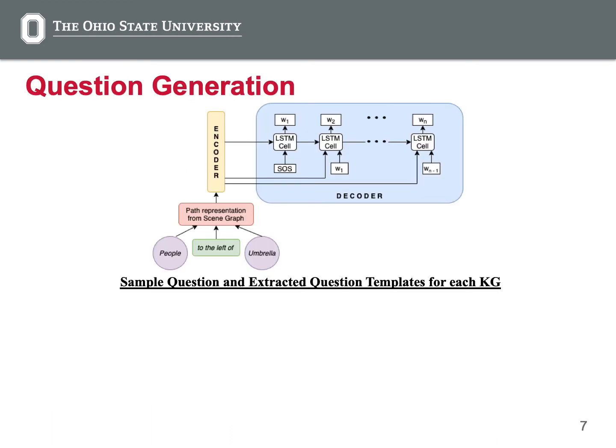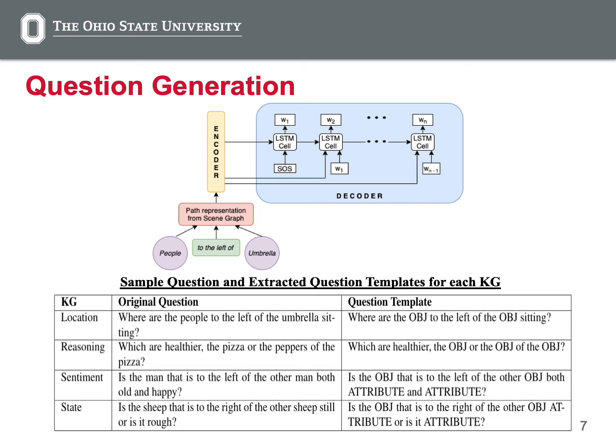We use a sequence-to-sequence approach to generate new questions. We closely follow a recent work that generates question templates using knowledge graph triples. Similarly, we train our model using paths from an image's scene graph. The encoder encodes paths along a scene graph, and the decoder uses the learned representation to generate new question templates. These question templates are later populated with data from the input path to create a new question. The table provides sample questions for each knowledge gap and the question template that is used during training.